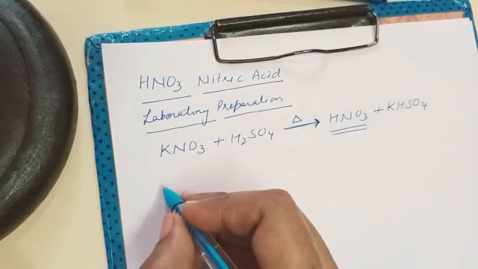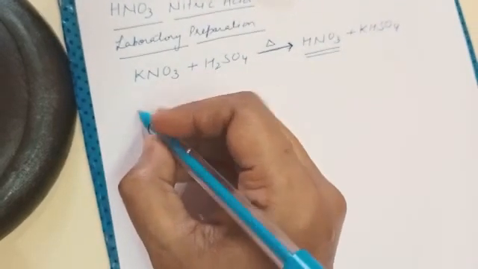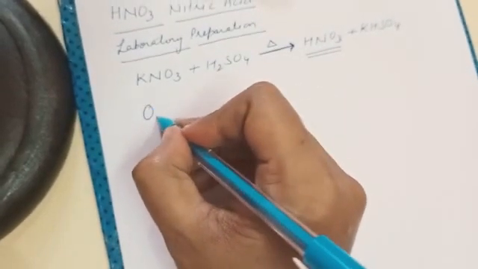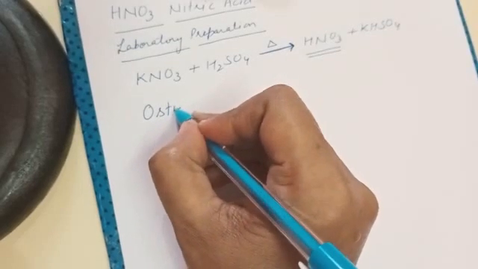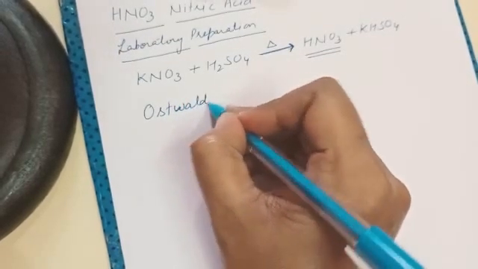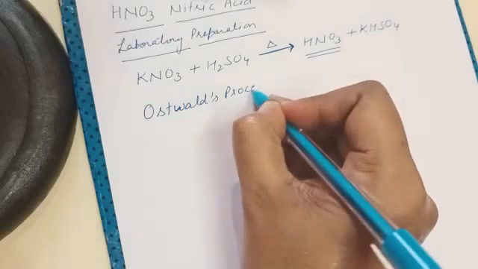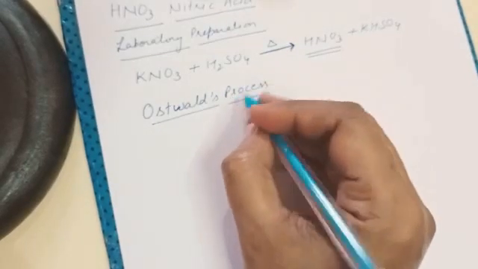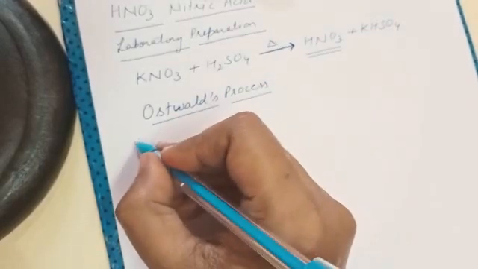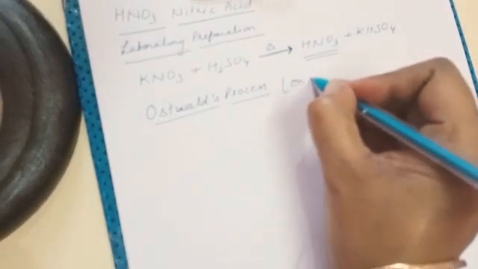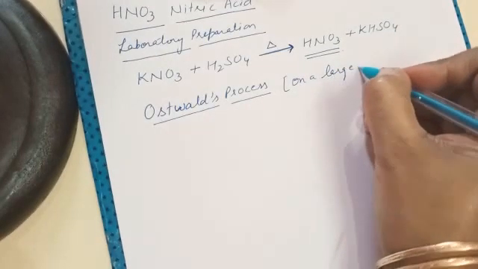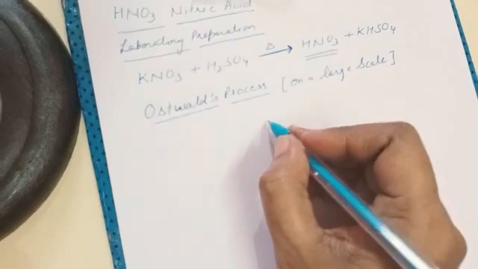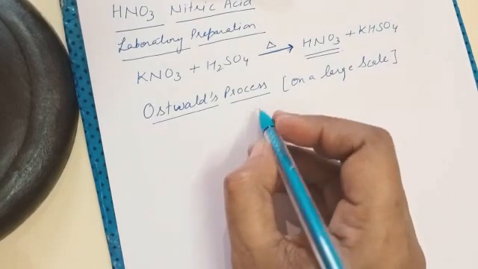Or if we have to form HNO3 on a large scale, we will use the method of the Ostwald process. Ostwald's process, very important process for the manufacture of HNO3 on a large scale. On a large scale, if we have to manufacture HNO3, the Ostwald process is used.